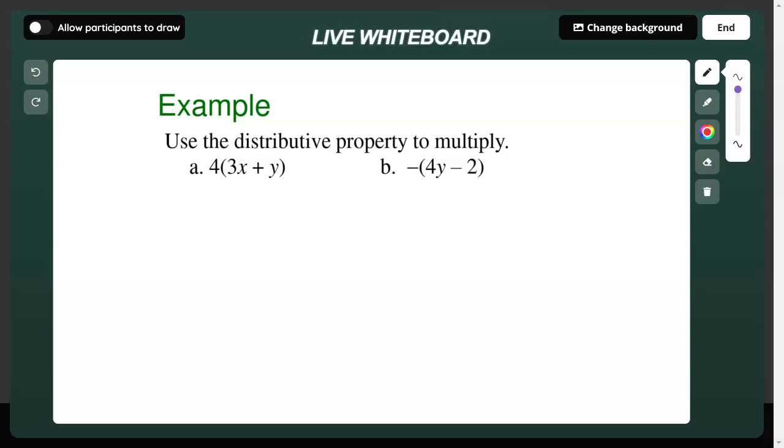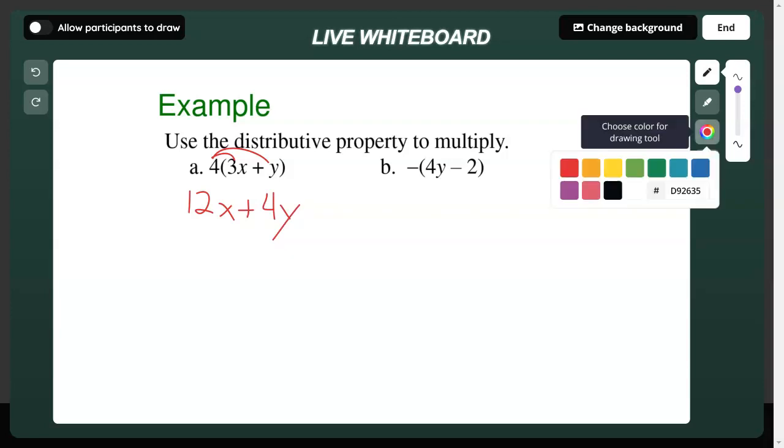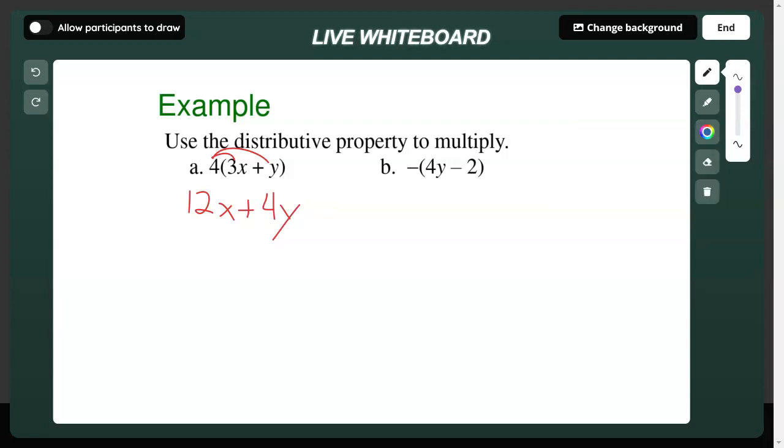So what operation is distributing that? Multiplication. Yeah. So I'm going to multiply the 4 by the 3x. I'm going to multiply the 4 by the y. So what's 4 times 3x? 12x. And then 4 times y. 4y. Alright?